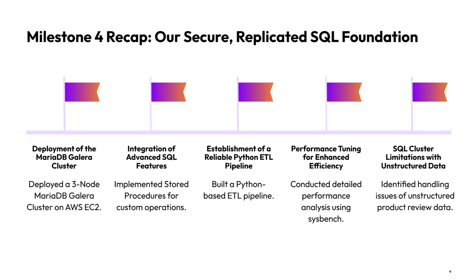However, our business continues to generate complex unstructured data, primarily in the form of product reviews. The rigid row-based structure of SQL is simply inefficient and slow for handling this type of flexible high-volume data. To solve this, we must evolve into a hybrid system.